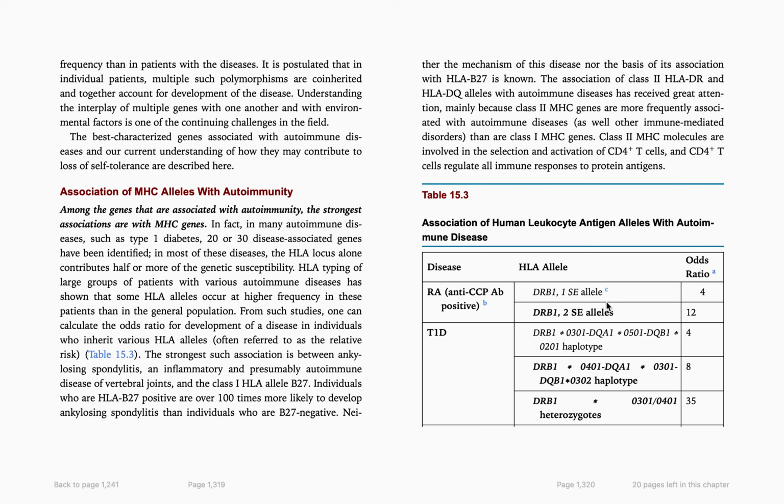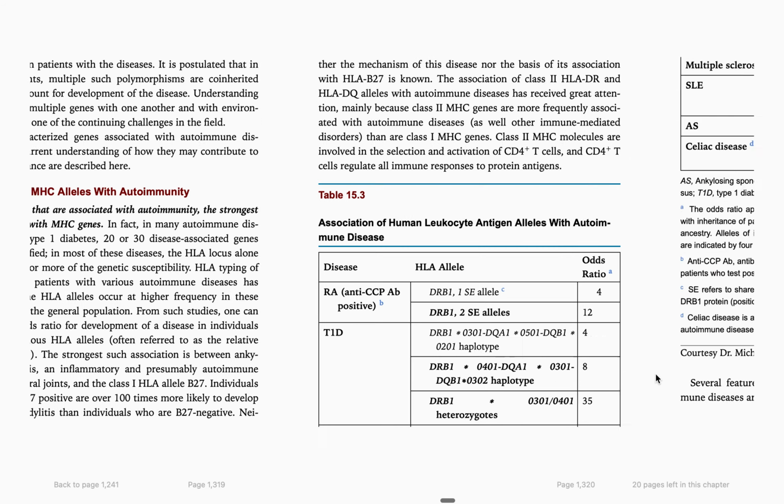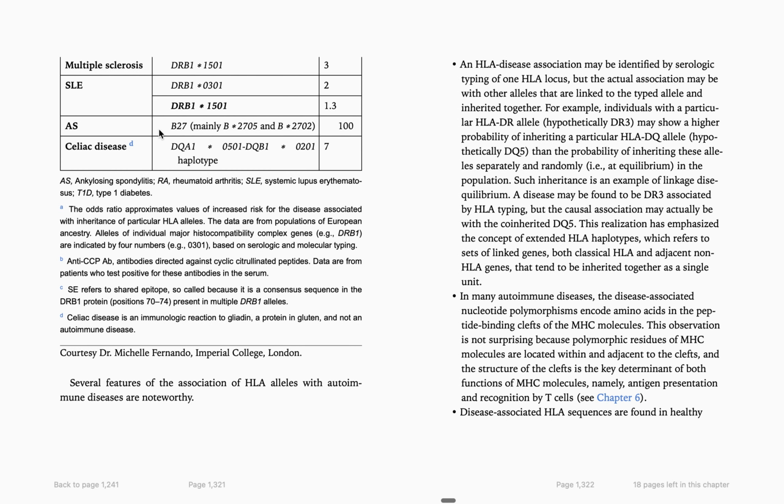For the association of HLA alleles with autoimmune disease, we have this Table 15.3. So these are things that you can read. You have the disease, rheumatoid arthritis, maybe RA, T1D, and what allele is responsible. These are the alleles that are responsible. You can just follow them and read.